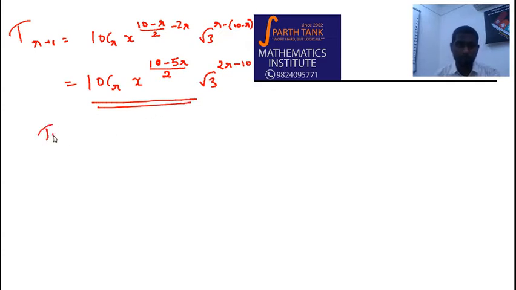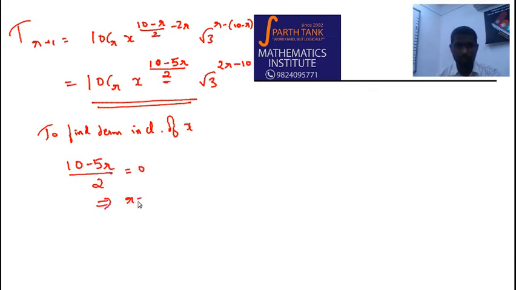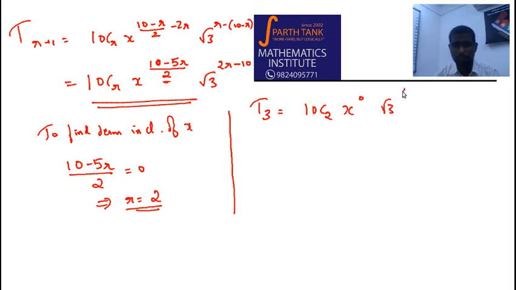Now to find the term independent of x, that is a constant term, equate the power of x to 0, right? So (10 minus 5r)/2 equals 0 would imply r is equal to 2. To get that term, substitute this back. So what I get is T3, that is the third term of this expansion, would be 10C2 x raised to 0, right? And then root 3 raised to 4 minus 10, which is minus 6.